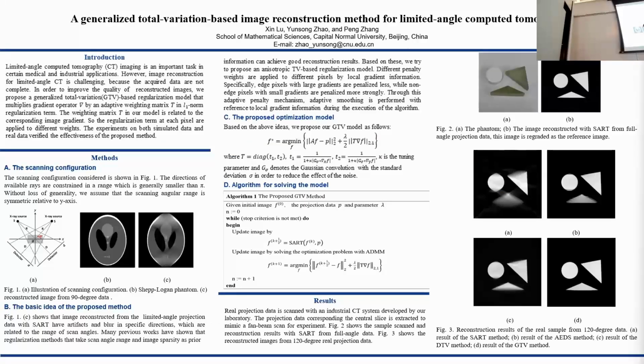In this poster, we propose a generalized TV-based regularization model for limited angle CT, in which the penalization of image gradient for each image pixel is adaptively adjusted by a pixel-related weighting matrix. The model is solved by alternately performing SART and GTV minimization. The experimental results illustrated in figures show that the GTV method has more advantages than the SART method, the AEDS method, and the GTV method in reconstructing tilted edges.